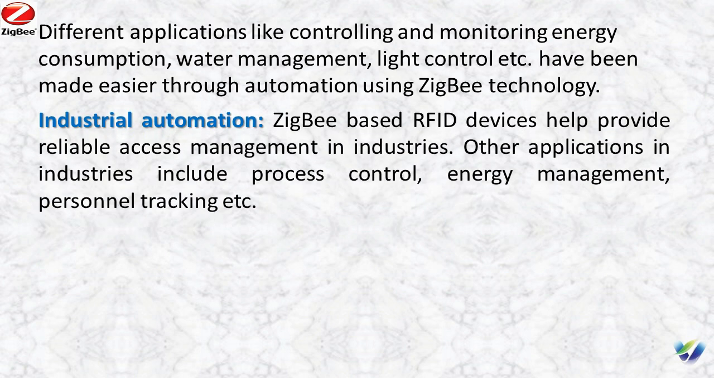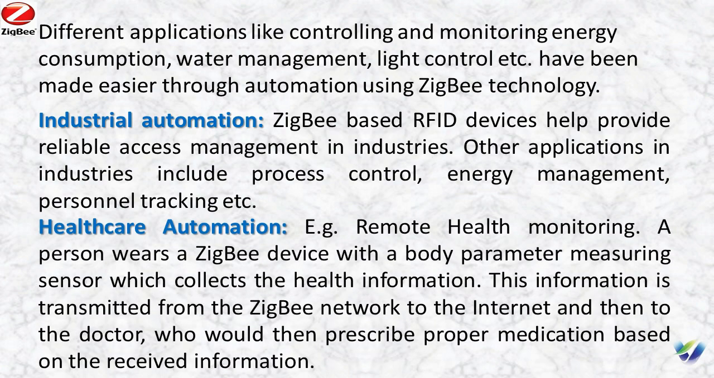Industrial automation. ZigBee-based RFIDs help provide reliable access management in industries. Other applications in industries include process control, energy management, personal tracking, etc. Healthcare automation. Example, remote health monitoring. A person wears a ZigBee device with a body parameter measuring sensor which collects the health information. This information is transmitted from the ZigBee network to the internet and then to the doctor, who would then prescribe proper medication based on the received information.